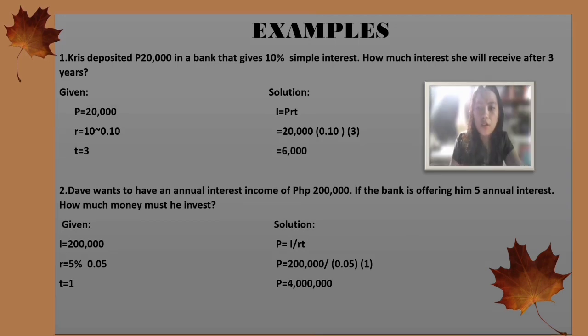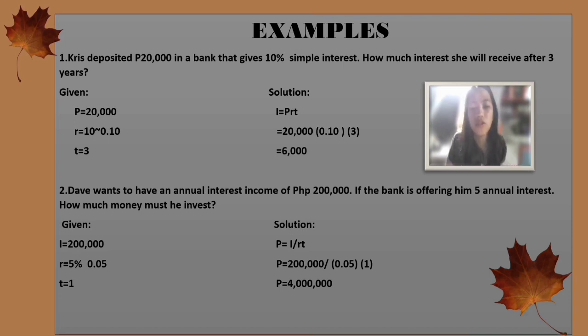Number 2. Dave wants to have an annual interest income of 200,000 pesos. If the bank is offering him 5% annual interest, how much money must he invest? So we have to find the given. I is equal to 200,000 pesos. R is equal to 5%, and we convert it into a decimal, 5% divided by 100, and it becomes 0.05. Then T is 1.